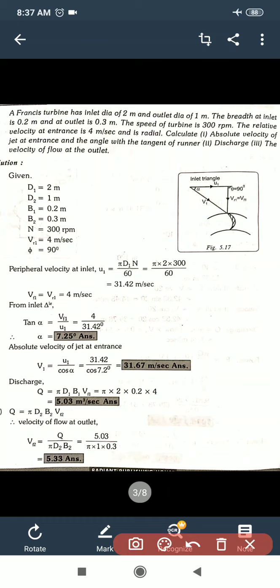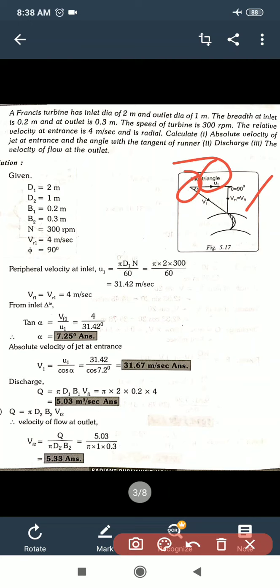To find this value, you need to find the alpha value or the u1 value. Because vf1 is known and vr1 is known, if either the u1 value or the alpha value is known, then you can find the v1 value. So to find v1, first you need to find both the u1 value as well as the alpha value.